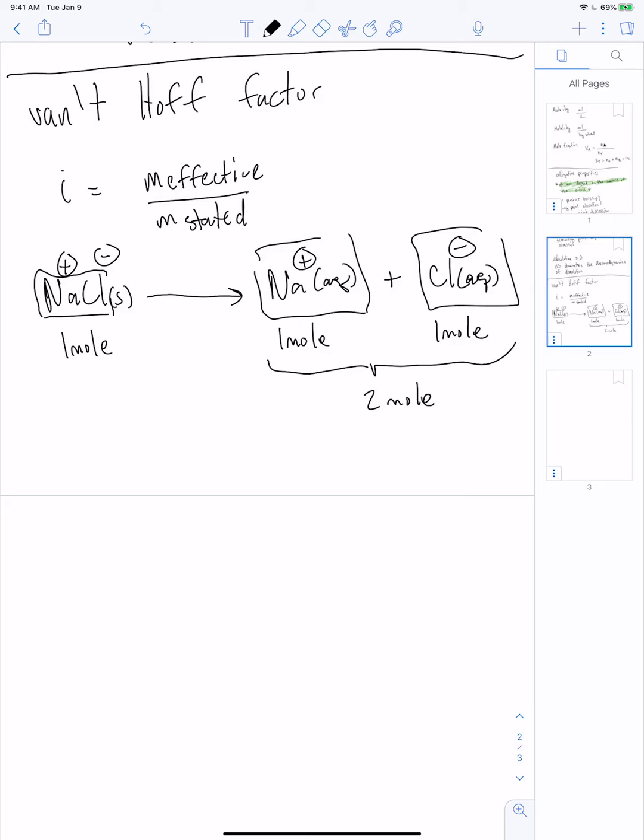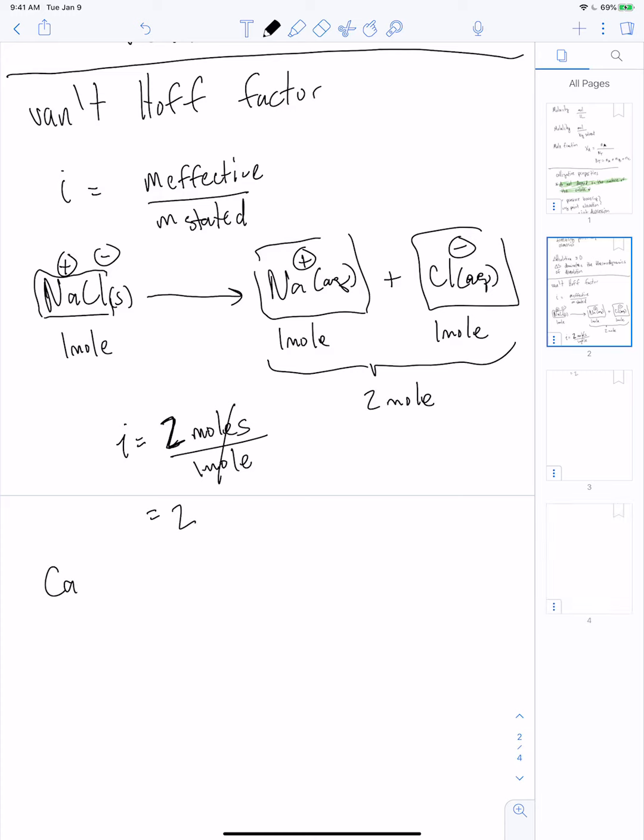Yeah, so I'm trying to remember how this Van Hoff thing works. So i for this would equal m effective, which is 2, divided by m stated, which in this case is just 1. So i would just be equal to 2. And if you want to put units on it, you could say it's 2 moles over 1 mole, and then this cancels out. So it's just a pure number of 2.